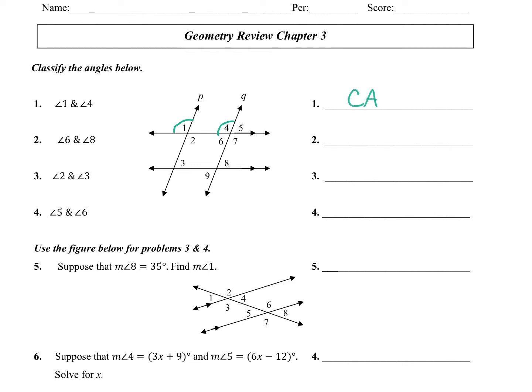How about 6 and 8? Alternate interior. 6 and 8. Those are alternate interior angles. Good. 2 and 3? Same side interior angles.